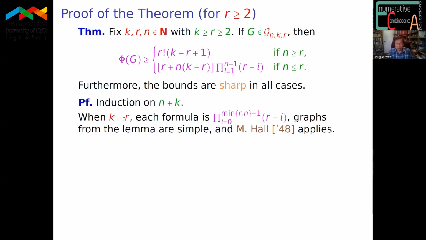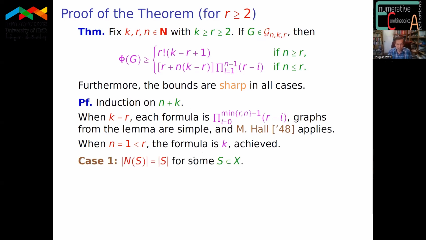When K is equal to R, both formulas reduce to the formula that was in Marshall Hall's result. Namely, this becomes R factorial, and if N is at most R, this term goes away completely, and we obtain the falling factorial from R till we get N terms. Also when N equals 1, N is at most R then, and the formula just turns into K, which is obvious because we only have one vertex to cover and we have K edges there.